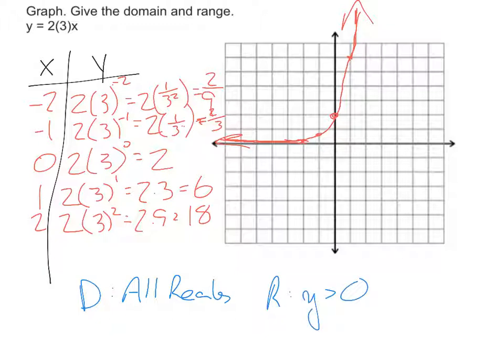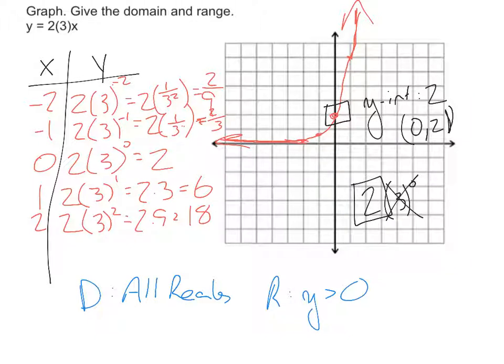Something I want to talk about real quick, though. Right here, that is my y-intercept. My y-intercept in this case is 2, because if I put 0 in for x, my result is 2. If I put 0 in for x, what that does is automatically cancel out my exponents. So like 2 times 3 to the 0 power. 3 to the 0 is 1. So I'm going to have this number out front, which in this case is a 2, multiplied by 1.